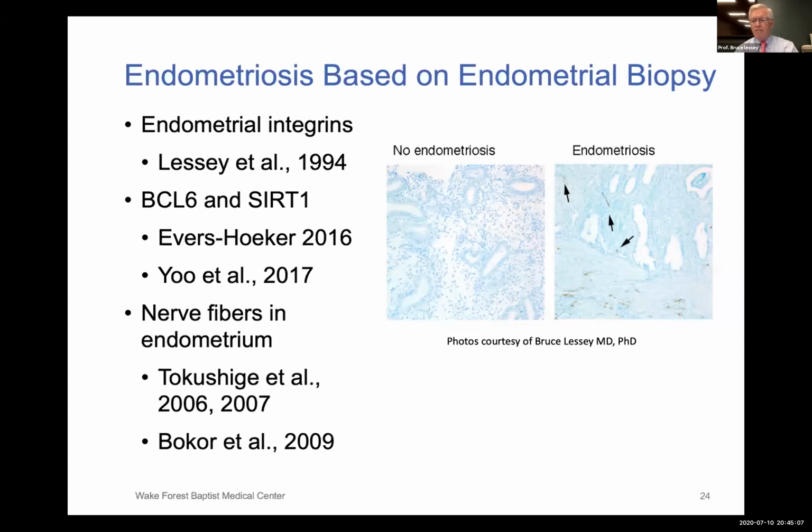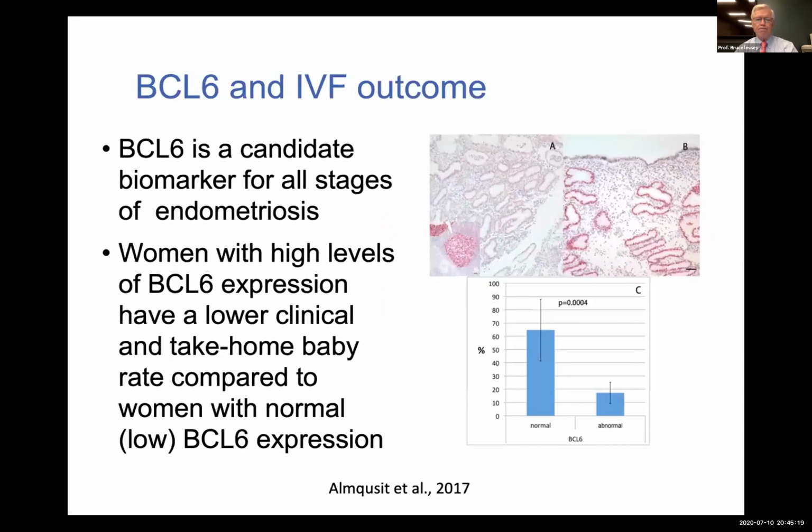For example, if Beth had had this test early on, perhaps her doctors would have been more keen to operate on her, especially in the setting where she had no ovarian reserve that would have compromised that decision. So we published in 2017 that women with elevated BCL6 had a very low pregnancy rate, as shown in panel C, compared to women who had normal BCL6 levels, as shown in A.